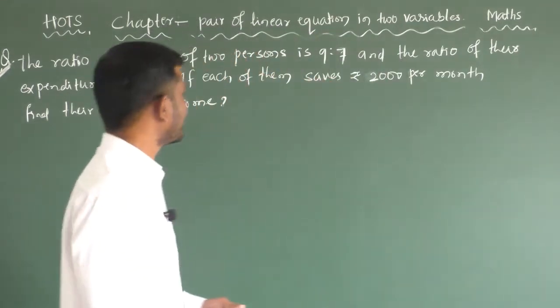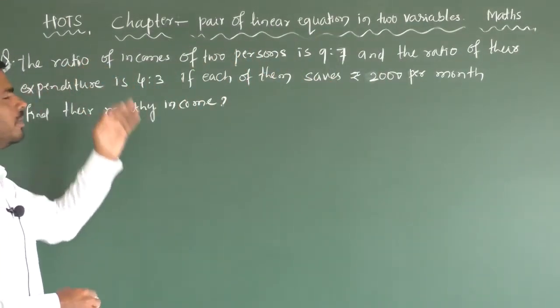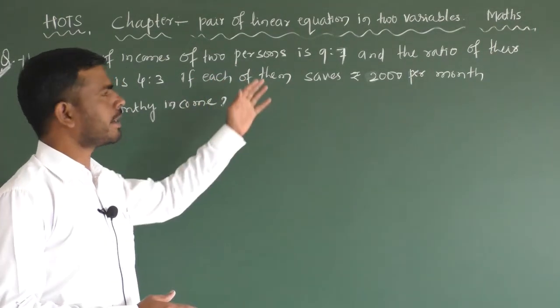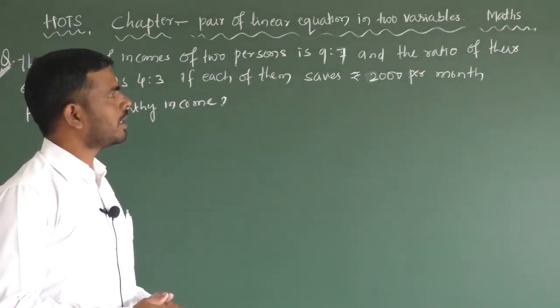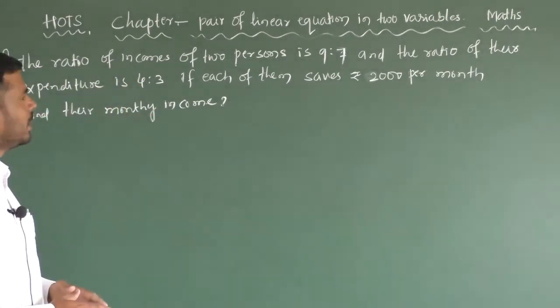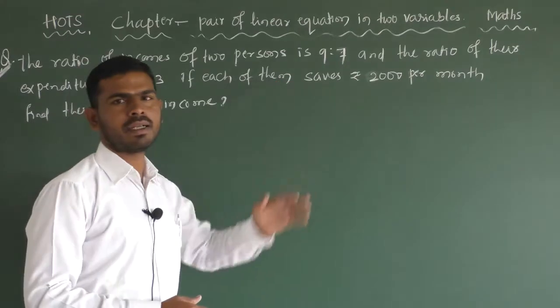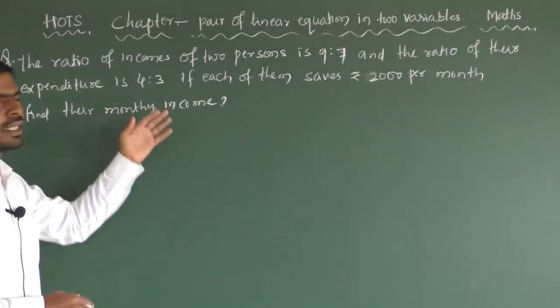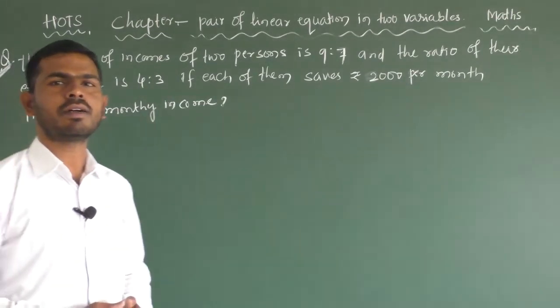The question is, consider that the ratio of incomes of two persons is 9:7 and the ratio of their expenditure is 4:3. If each of them saves 2000 rupees per month, how do we find out their monthly income? So what is the monthly income? You have to find it out.